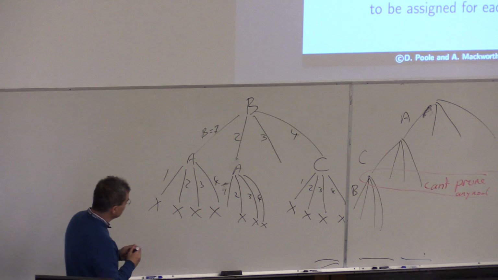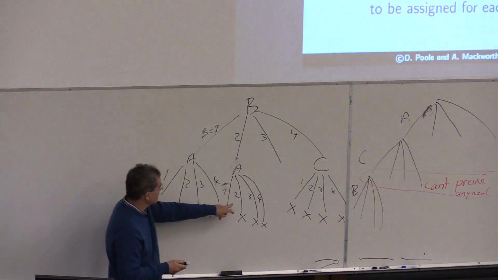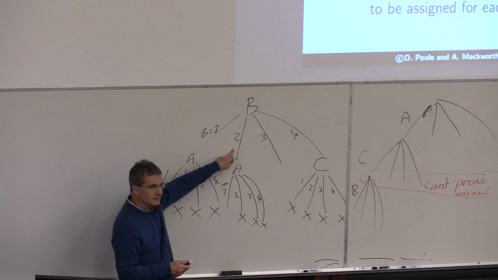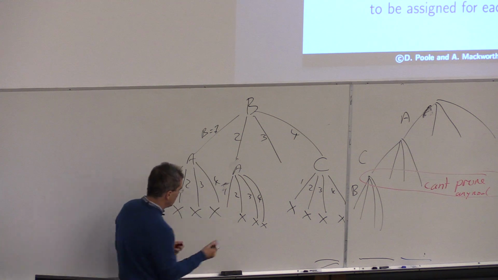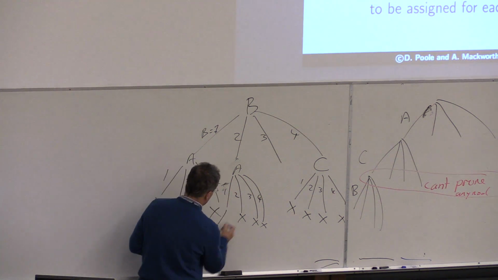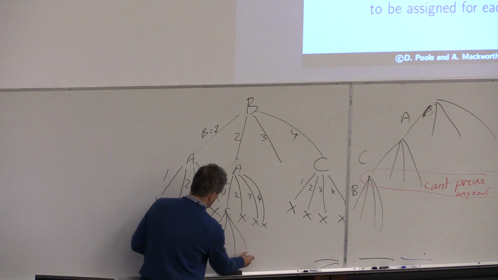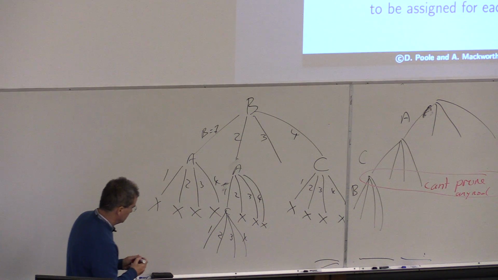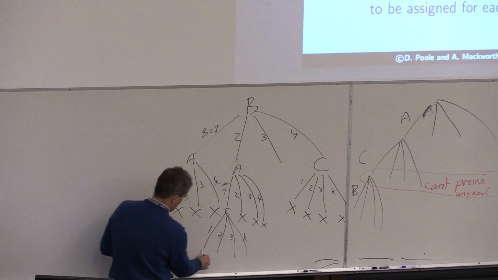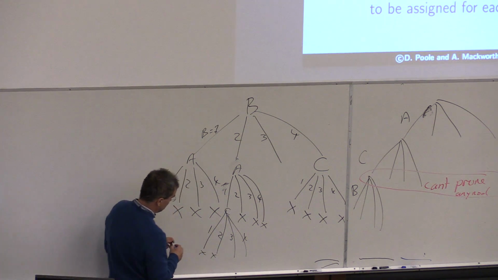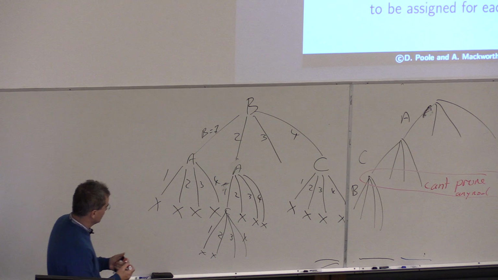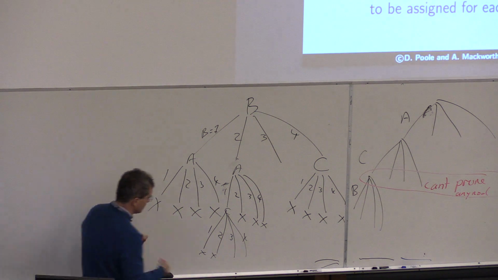2, 3, 4, right? Because A is going to be less than B. B's 2. And then we can go here to C. 1, 2, 3, 4. What can we prune? 1 and 2, right? Is that right? And here are 2 solutions.